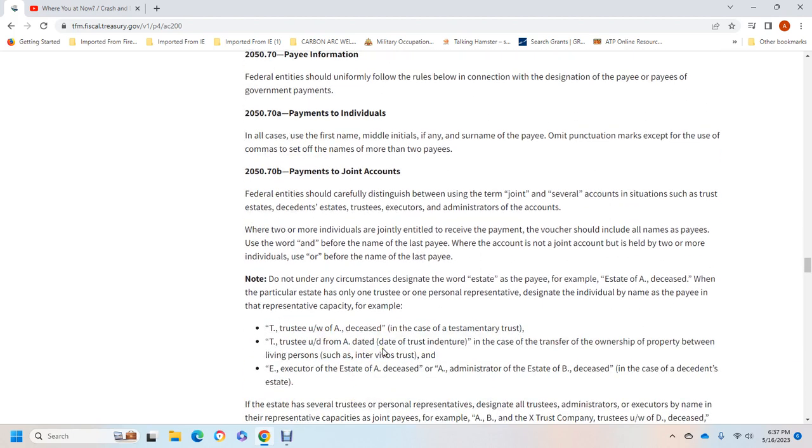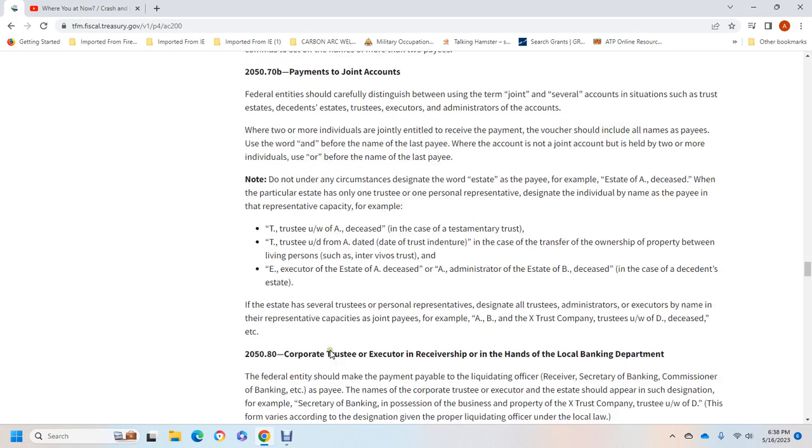Do not under any circumstances designate the payee with the word estate, for example, the estate of A, the deceased, when the particular estate has only a trustee or a personal representative. Designate the individual by name and, as part of the payee designation, the representative capacity. For example: T for trustee; UW for under will of the deceased; K for testamentary trust; UD for under deed of trust; D for transfer of ownership of property between living persons; V for investor via trust; E for executor of the estate; A for administrator of the estate; B for administrator of the estate with the deceased; and K for descendant's estate.